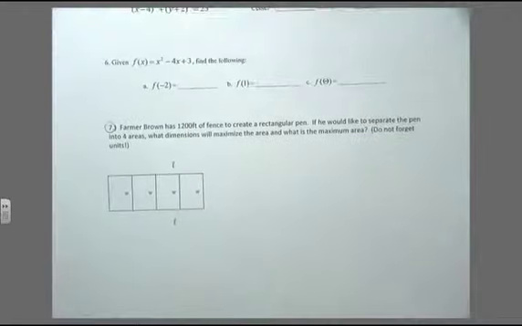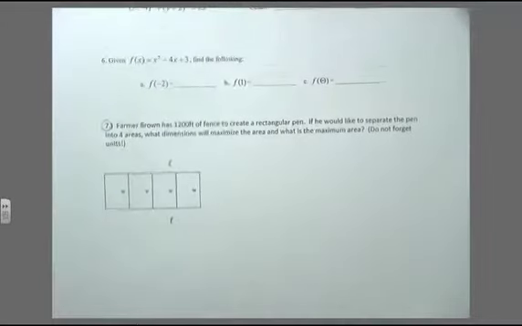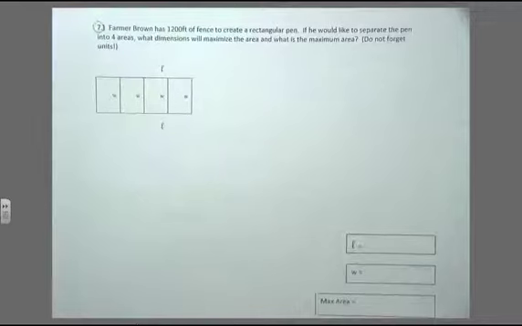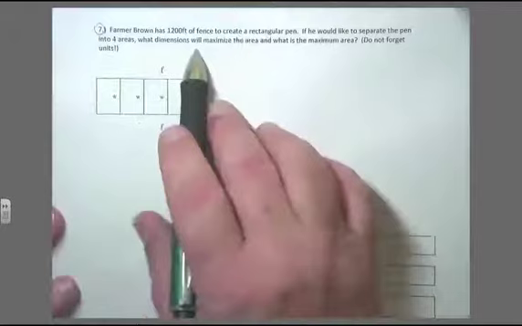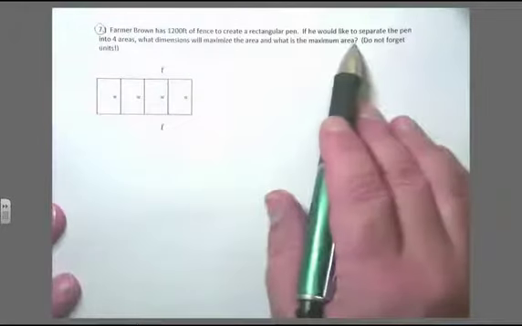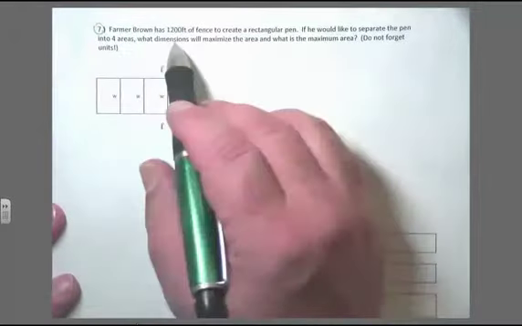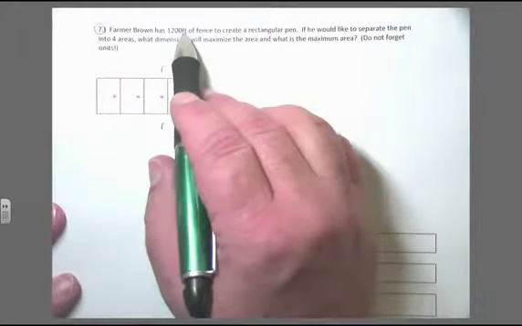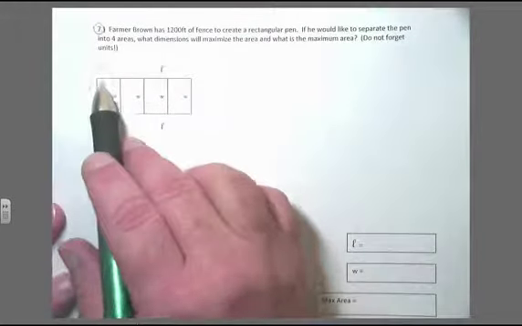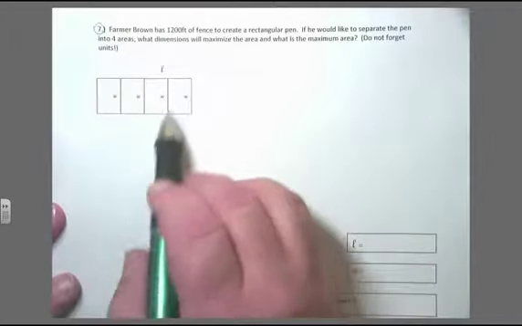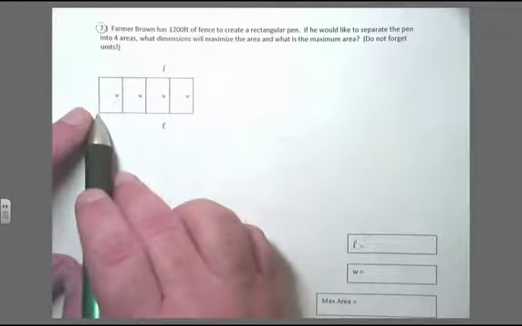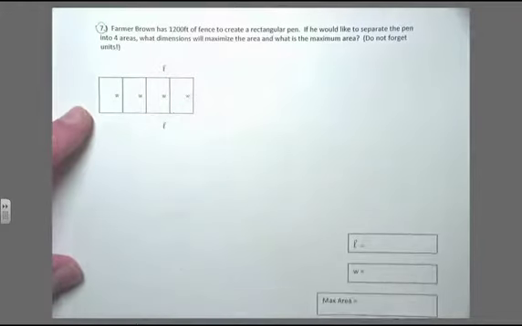The last one is someone wanted a question on the free response problem. Now, I'm not going to do this one for you, but I'll help you set it up. Okay? Farmer Brown has 1,200 feet of fencing to create a rectangular pen. He would like to separate the pen into 4 areas, and I broke it up for you. 4 areas. What dimension will maximize the area, and what is the maximum area? So we've got the fence to be 1,200 feet of fencing. And we're going to put fencing here, here, here, here, and here. I call that W variable. And I put the fencing here and here. So I have 4 pens within this big lot.